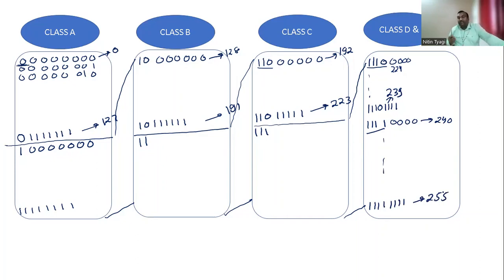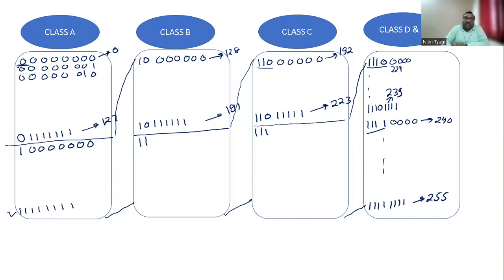So I'm telling you, in the first segment, all 8 bits start from 00000000 and go up to all 1s, 8 times. So the range of class A is from 0 to 127. The range of class B is from 128 to 191. The range of class C is 192 to 223. And the range of class D is 224 to 239, and class E is 240 to 255.